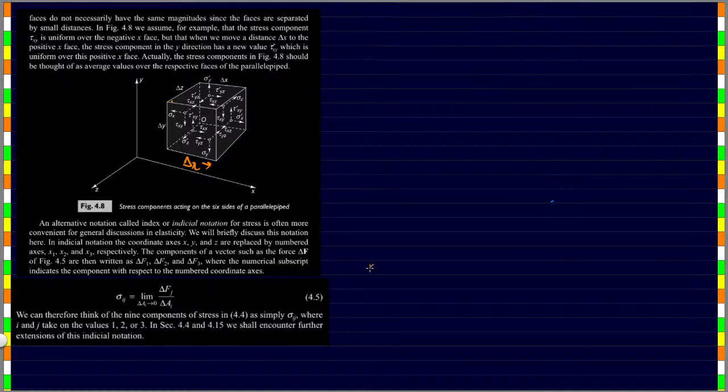So here the i represents the axis, and j is representing the force direction. Okay. Right.